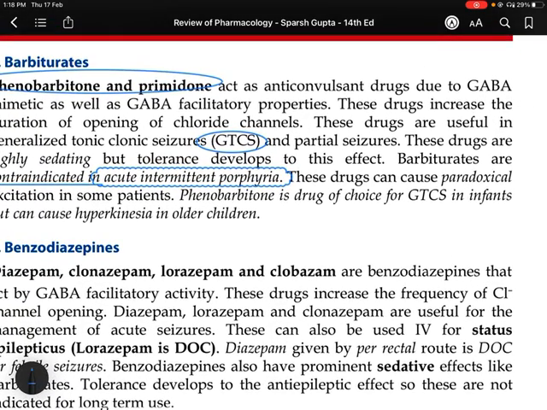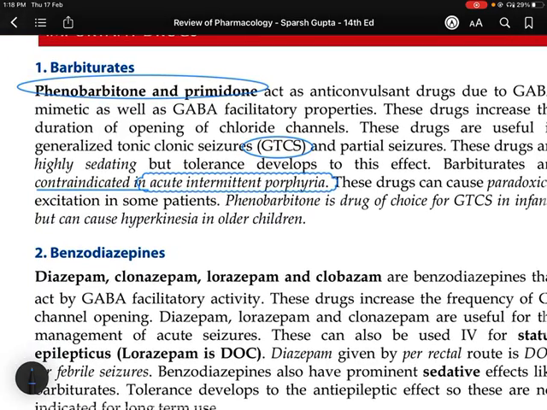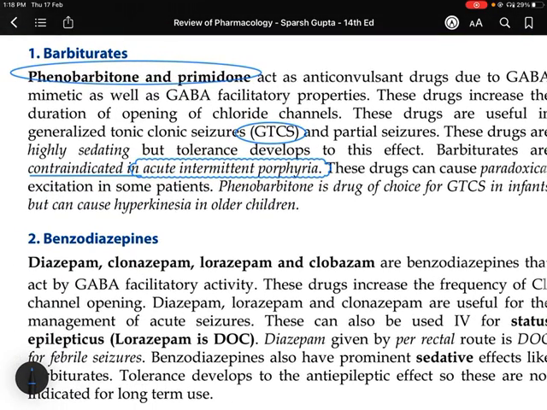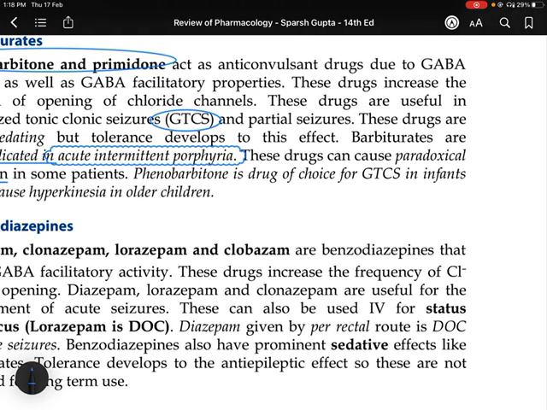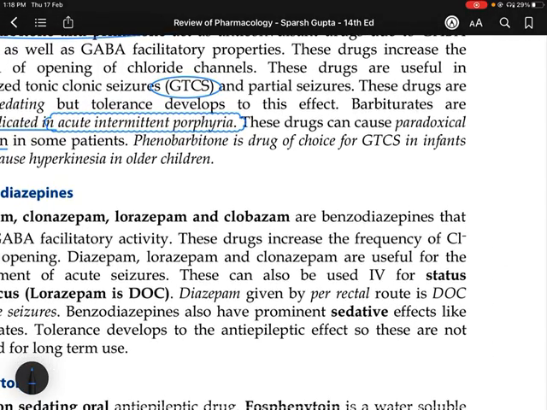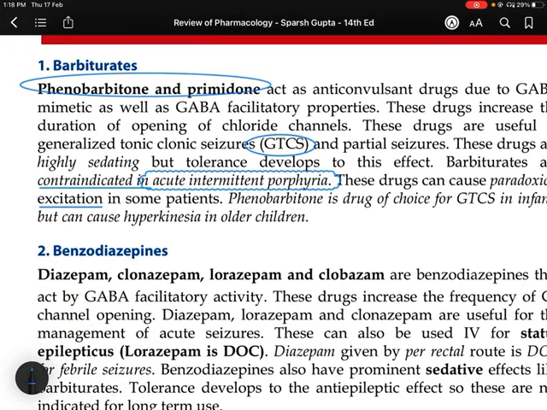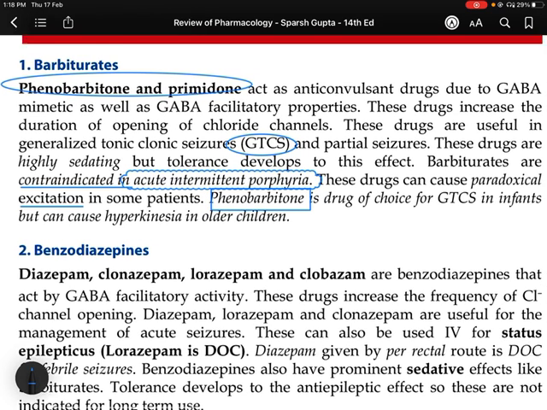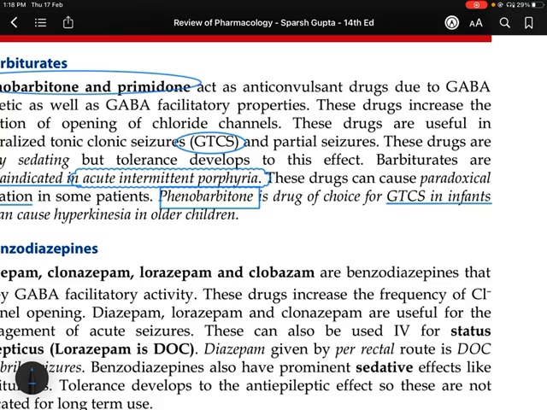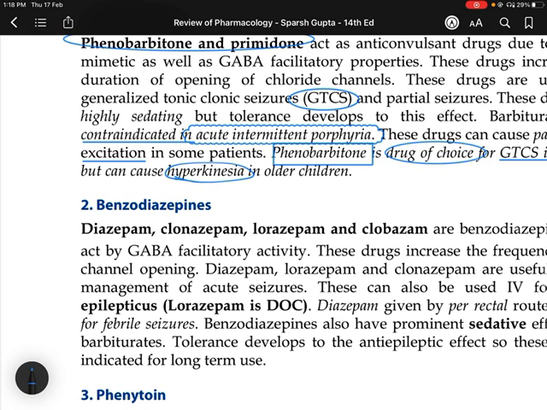So these drugs can cause paradoxical excitation in some patients. They can produce excitation although they are depressive drugs. They are for hypnosis and sedation, but paradoxical excitation can occur in some patients. And phenobarbital is a drug of choice for GTCS in infants, but can cause hyperkinesia in older children.